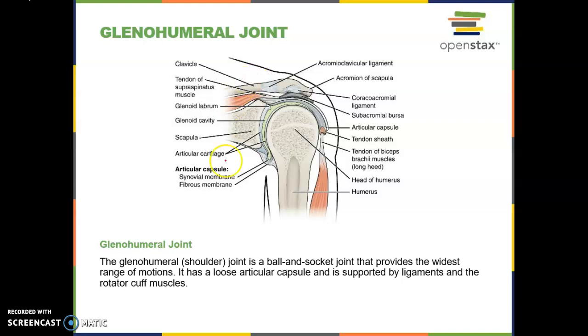So this is the diagram or the picture of the glenohumeral joint. We have so many things labeled here which can intimidate you, but for now just know that this bone is the humerus, and we see the head of the humerus here. We see the clavicle, we see the scapula, and these are the 3 bones that make up the glenohumeral joint. Again, more to be discussed in the lab PowerPoint.